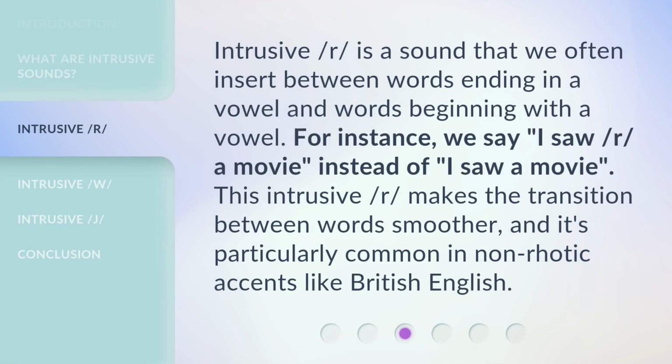Intrusive R is a sound that we often insert between words ending in a vowel and words beginning with a vowel. For instance, we say, "I saw-r a movie," instead of "I saw a movie." This intrusive R makes the transition between words smoother, and it's particularly common in non-rhotic accents like British English.